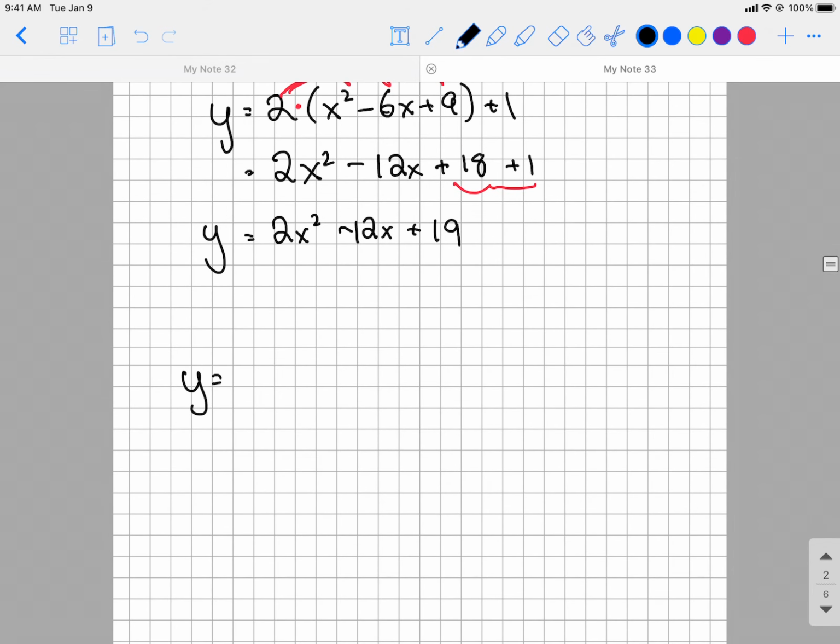So the one that you're going to work with is y equals negative 3 times (x plus 2) squared plus 4. Be careful with your negatives, give it a shot, and then come back once you're done.